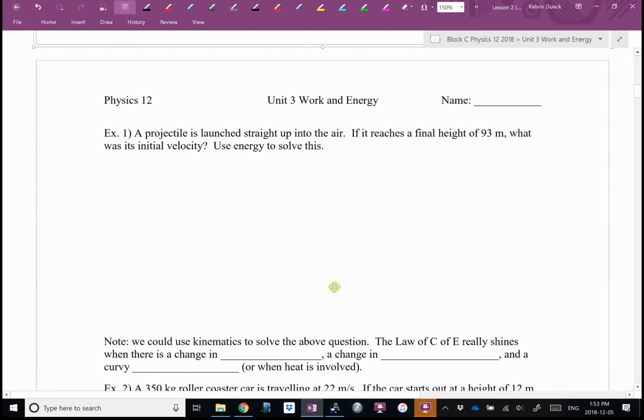Example 1. A projectile is launched into the air. It reaches a final height of 93 meters. What was its initial velocity? Use energy to solve this.